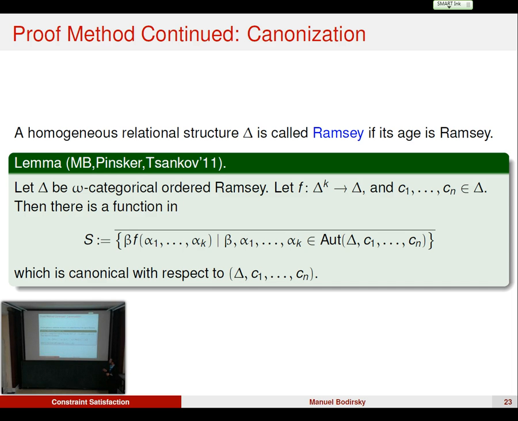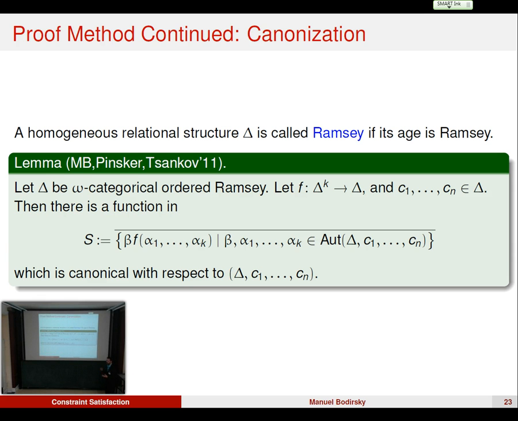So what is this? You take f, and you apply automorphisms at the arguments of f, and then you apply an automorphism outside, and you take the topological closure in the topology of pointwise convergence. In this space, there is a function which is canonical with respect to having added the constants. All right? This is the canonization lemma.